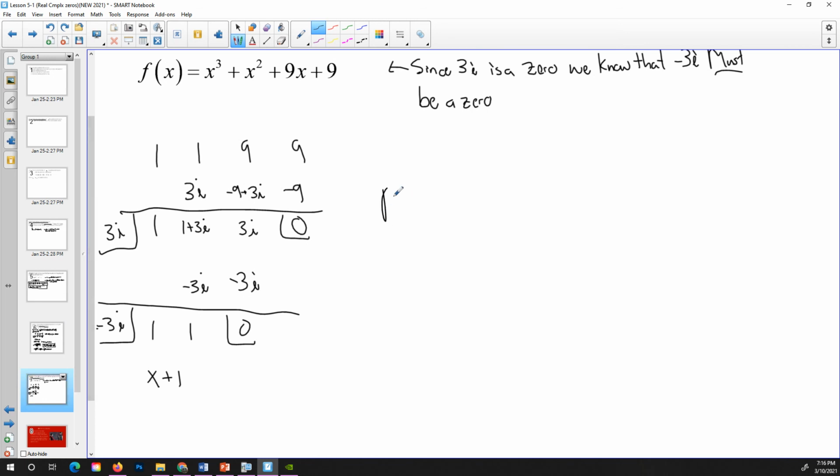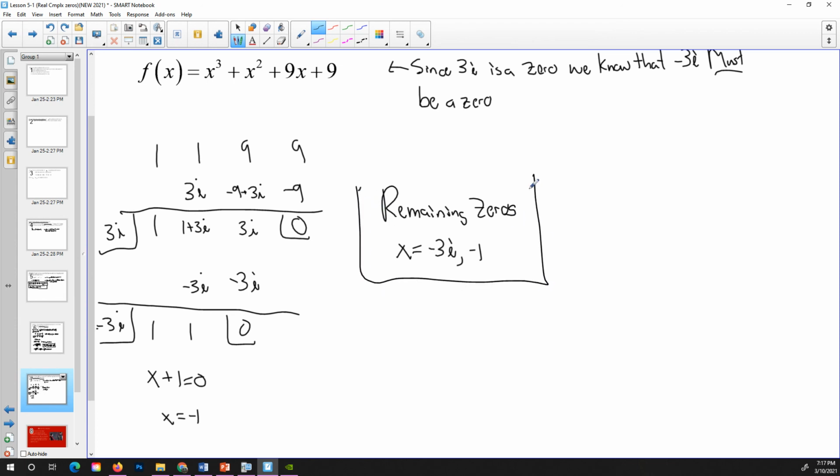So our remaining zeros are going to be x equals, they gave us 3i, so the one that we found was negative 3i, and then whatever makes this equal to 0, x equal to negative 1, so negative 1 is our remaining zeros, plural. We'll put a box around that, and we'll say that is it for today.